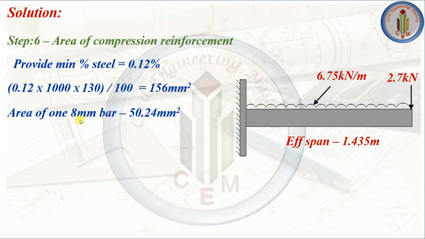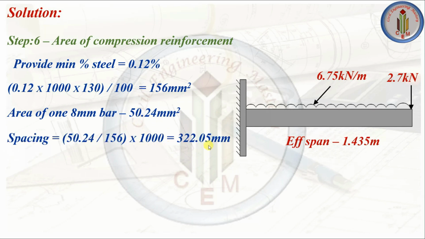We know that the area of an 8 mm dia bar is 50.24. From this we can find out the spacing. We are getting 322.05 mm. So here we can provide 8 mm dia at 250 mm center to center spacing.